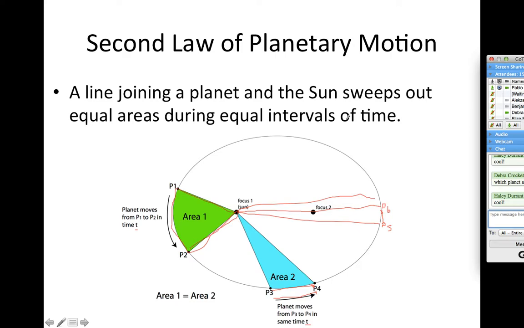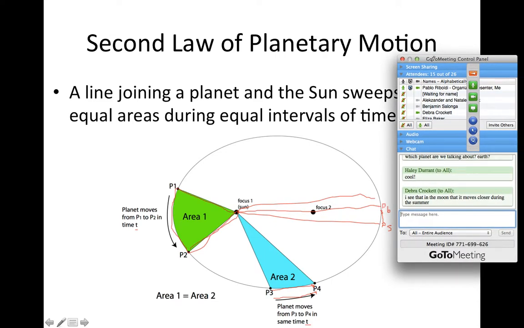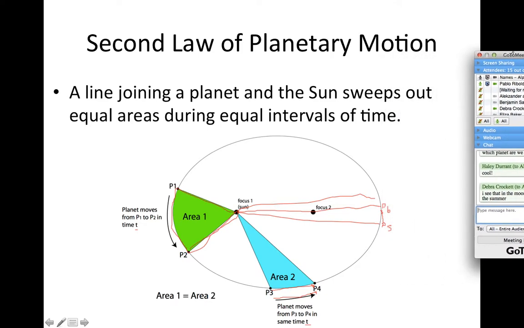Now again, I have to warn you, they look very much like a circle, because the foci are very close together. When you put them closer together, the ellipse looks more and more like a circle. But they do move this way, and there are small changes in the speed. All right, let's see. I see that the moon moves closer during the summer.